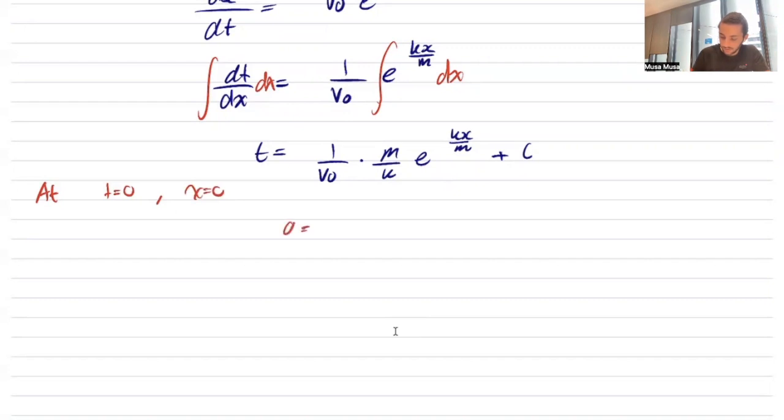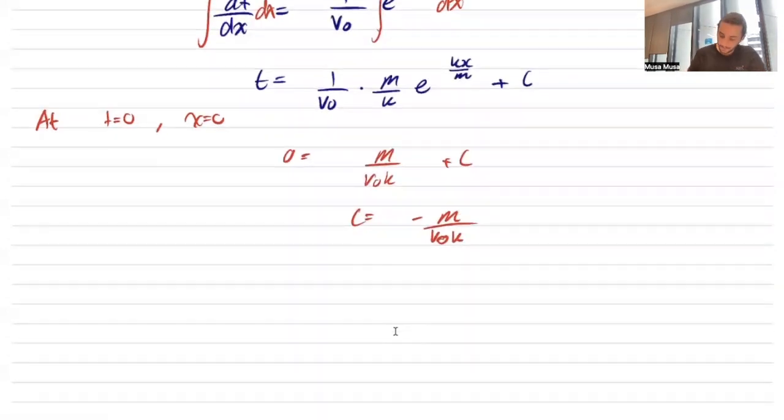Now, following from that part before, we were told at t equals 0, x equals 0. So 0 equals m on v naught k, and e to the power of 0 is just 1, so this is plus c. Damn, these are very, very annoying questions to do. And therefore, t equals m on v naught k e to the kx on m minus m on v naught k.